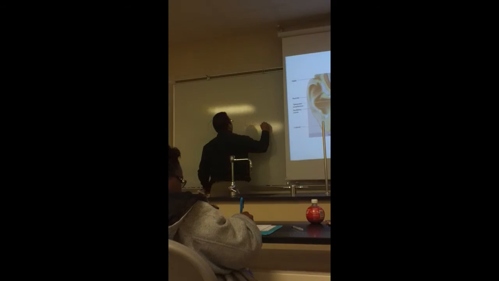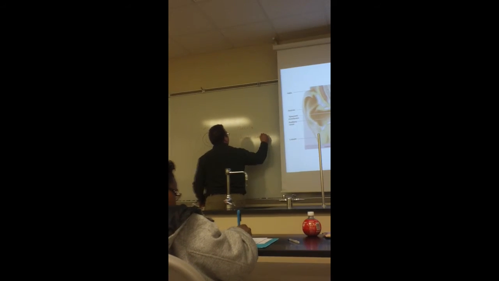I'll spell that wrong. These two L's. We'll come back to these two terms later on. Macula and crista ancillaris. These are structures involved in equilibrium. Okay?